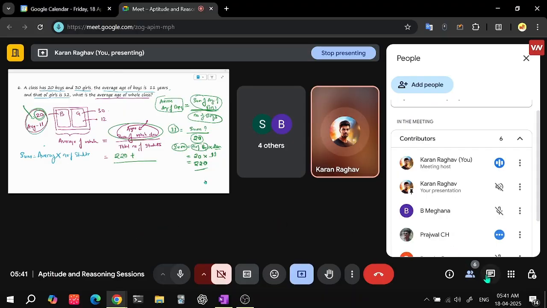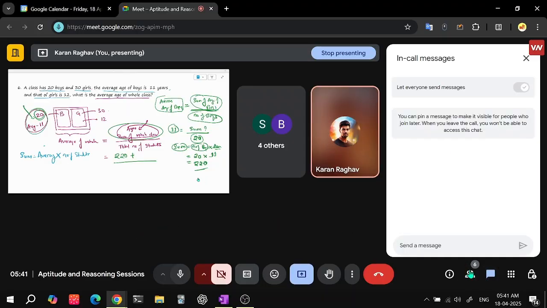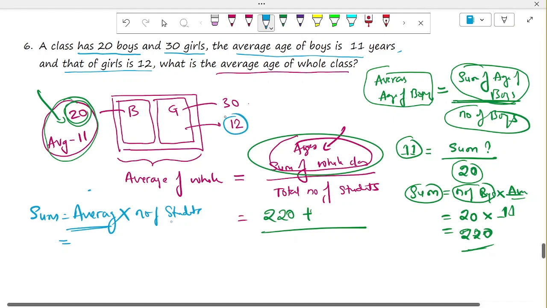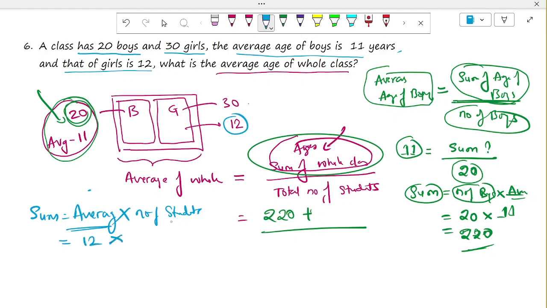So has anyone got the answer of this question? Average into number of students. So the average for girls is how much? It is 12, into the number of students, how much? 30. So this will be equal to 360. So the total sum you have found out here and the total sum you have found out here.